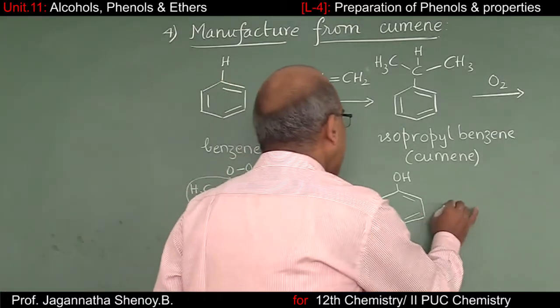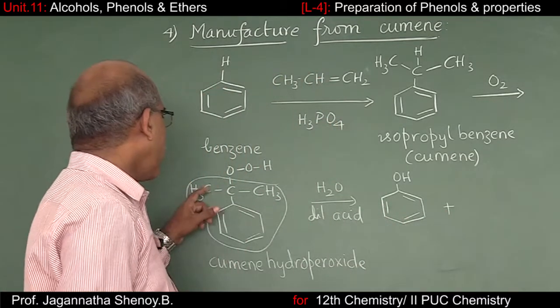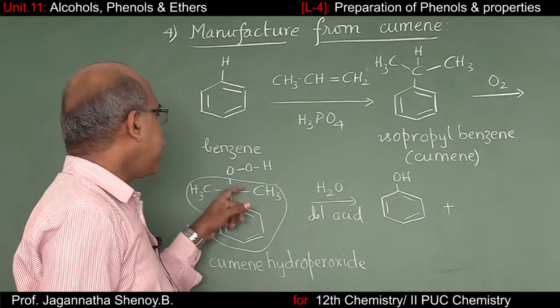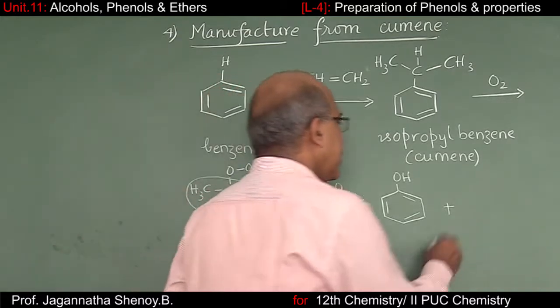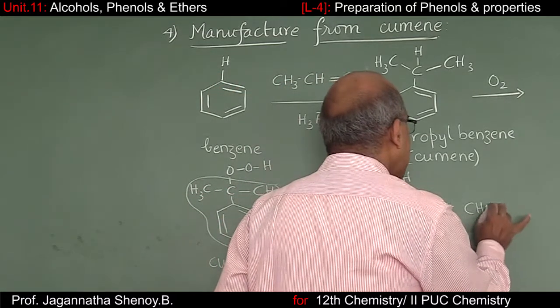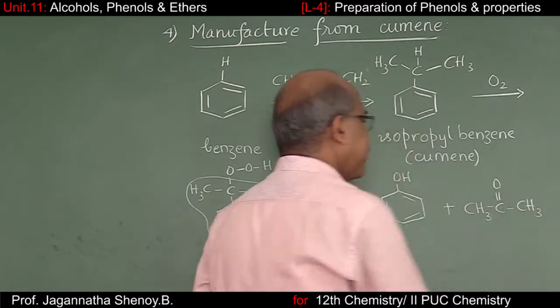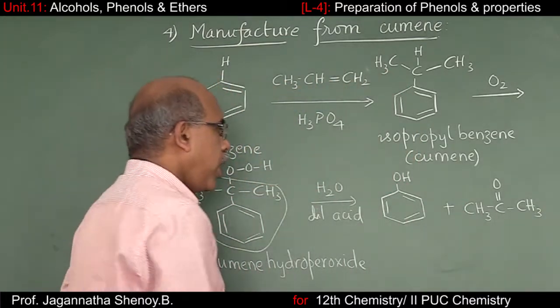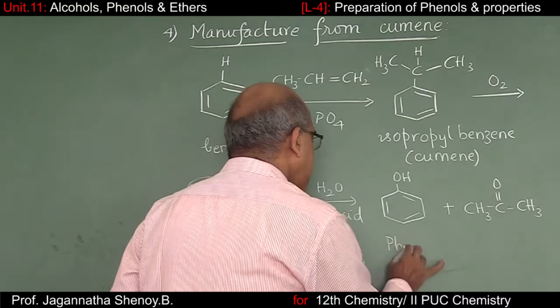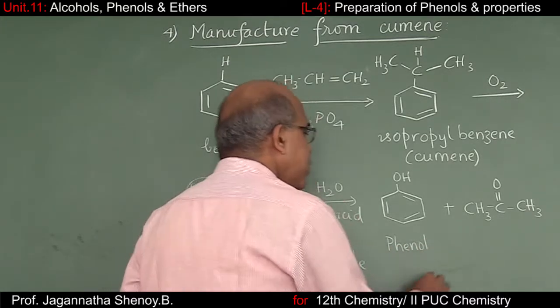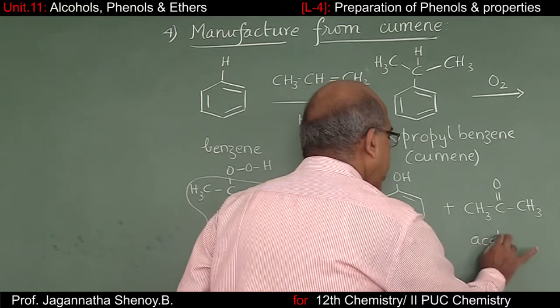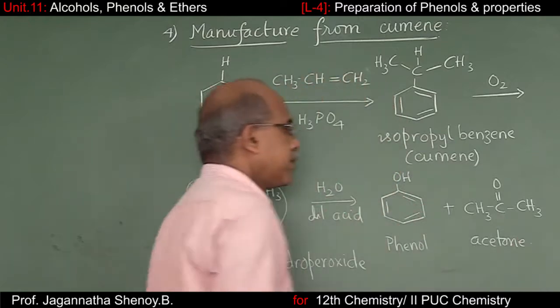And what is the next one? The next one, here you have CH3, C double bond O, CH3. So the product obtained, the major product, is phenol, and acetone is a very important byproduct.